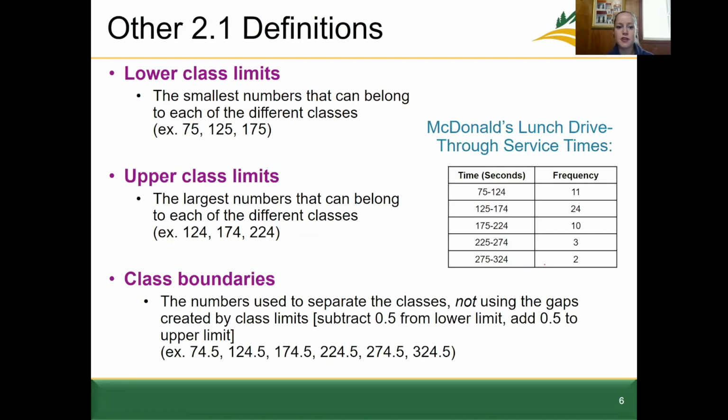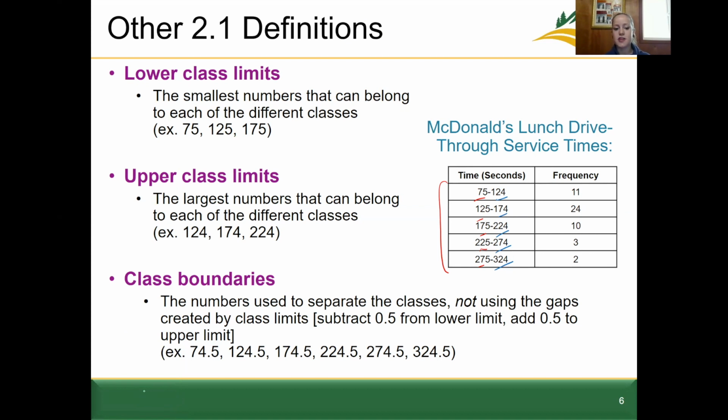Some really critical definitions in 2.1 related to frequency distribution tables are the lower class limits. So this is the smallest numbers that can belong to each of the different classes. For example here, our lower class limits are 75, 125, 175, 225, and 275. And then for our upper class limits, this is the largest numbers that can belong to each of the different classes. In this example here, our upper limits are 124, 174, 224, 274, and 324.